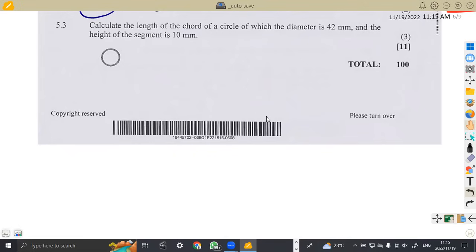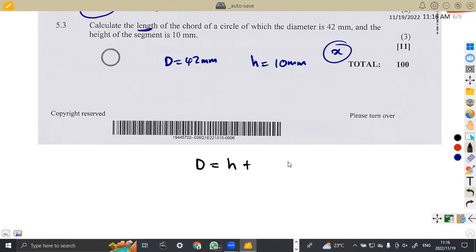Okay, 5.3, which is the last part of the question paper. You're asked to calculate the length of a chord of a circle with a diameter of 42 millimeters. So let us name everything. The diameter is 42 millimeters and the height of the segment is 10 millimeters, which is H. We are asked to calculate the length, which is X. Remember your formula from the formula sheet. We are given that the diameter is equal to the height plus the length squared over 4 times the height.